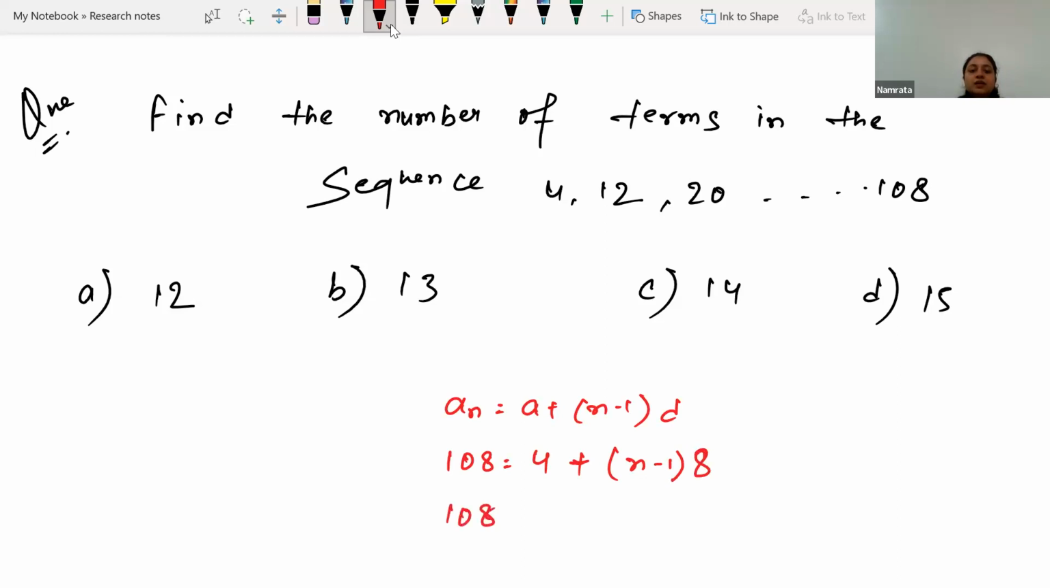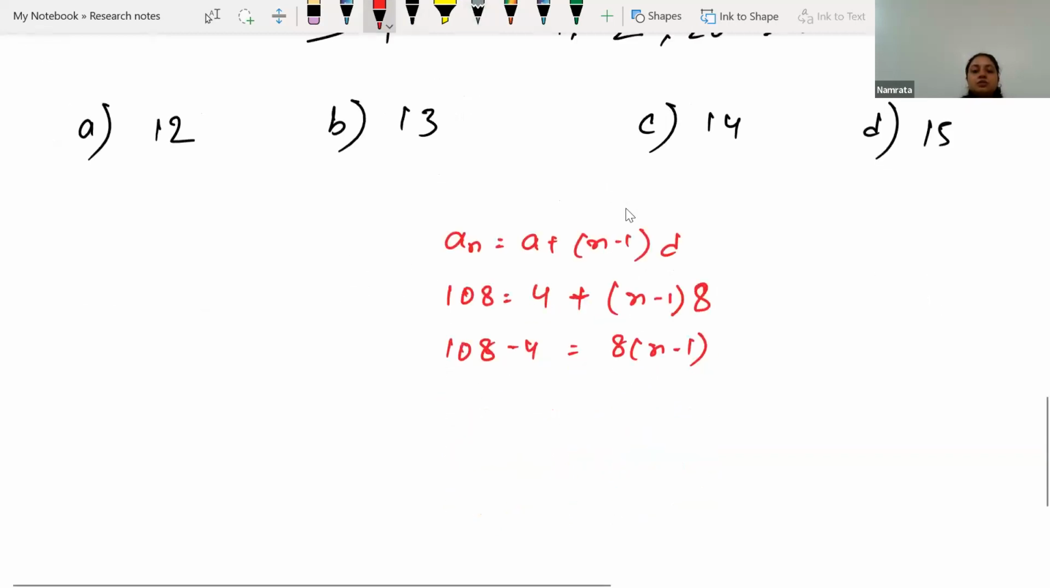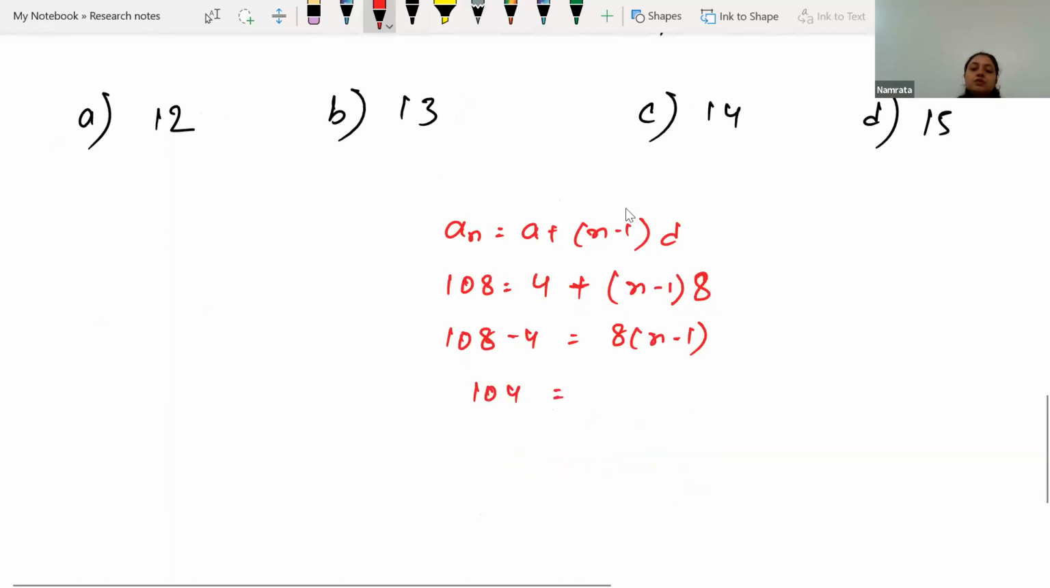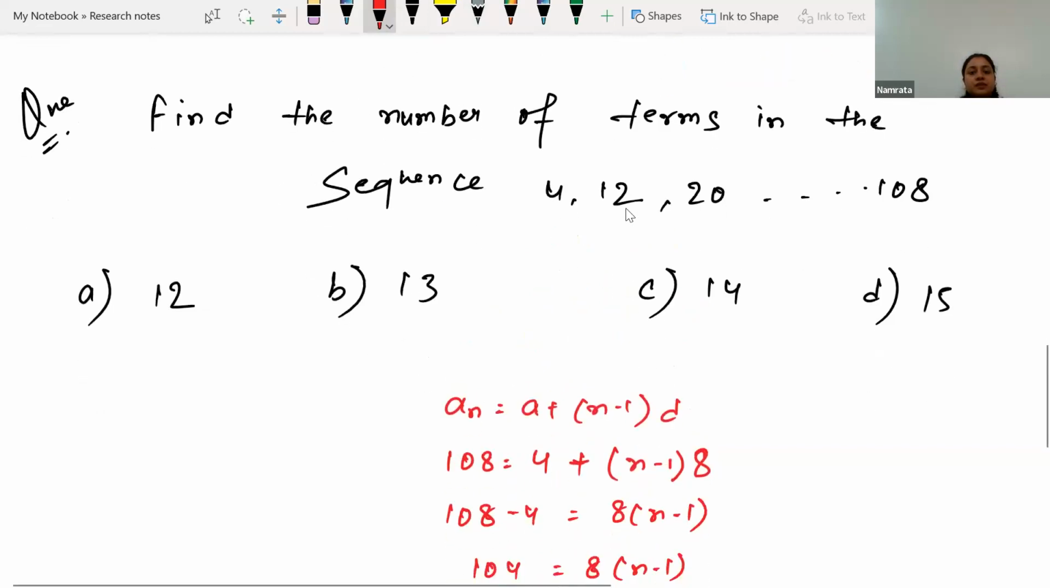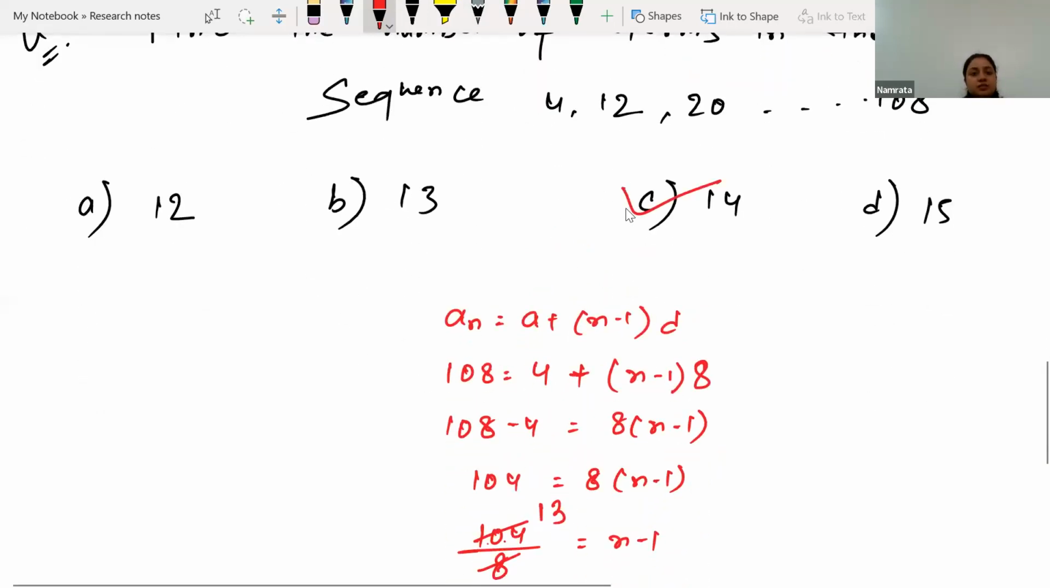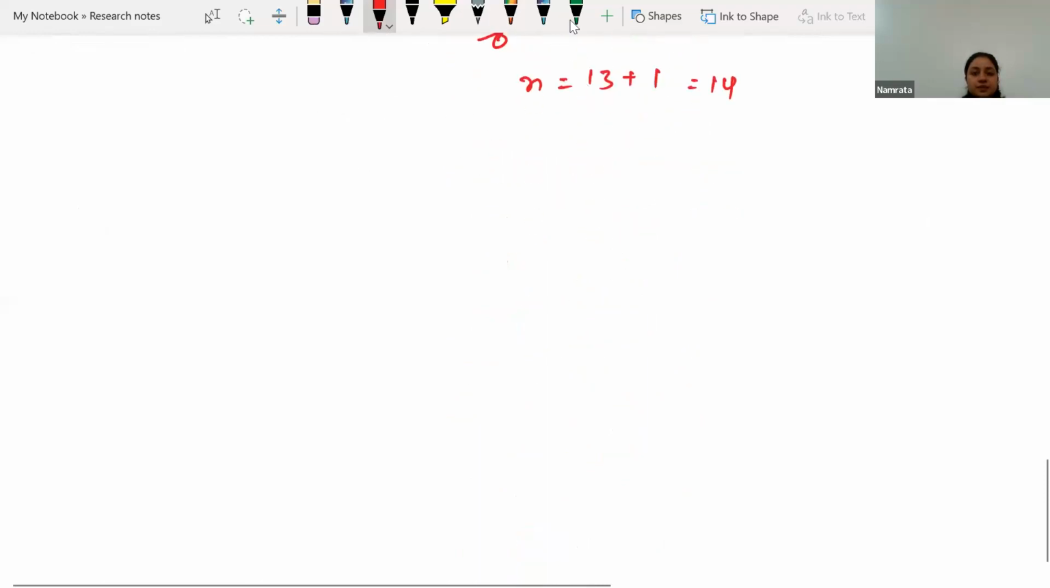So 108. Here, if we shift 4 to the other side, it will be 108 minus 4 is equal to 8 times n minus 1. Let's do the simplification. So 104 is equal to 8 times n minus 1. 8 will go over there and will divide 104. So let's see what exactly we are getting. Will it divide completely? 8 1 times 8, 8 3 times 24. Is it clear? So n minus 1 is equal to 13, so n is 13 plus 1, that is 14, right? Yes, ma'am. The number of terms is 14. Okay, let's move ahead.